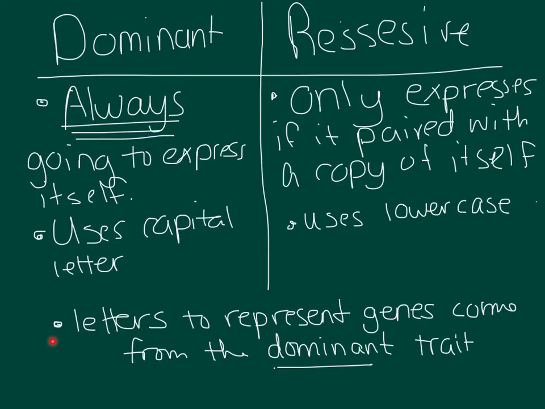If at any point, guys, you need to pause this to write these down, it's a great thing about this video. You can pause me at any time and then continue going. So, dominant, recessive. Letters to represent the genes come from the dominant trait. You're probably sitting there going, what does that mean? Well, this comes into play when we use these things called Punnett squares.